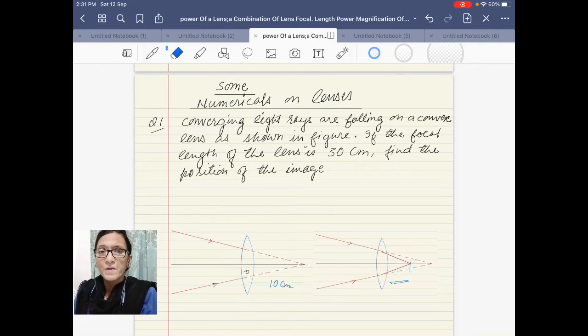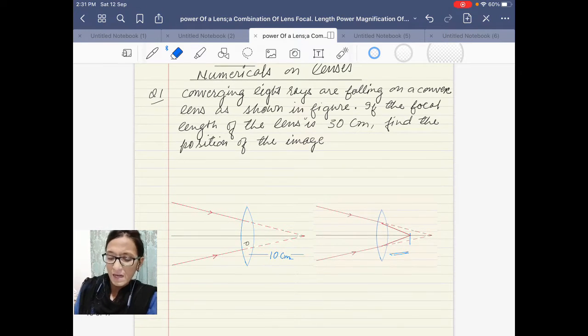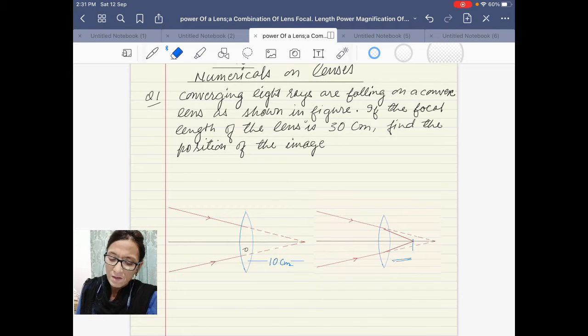Hi, so today we will do some numericals on lenses and combination of lenses. So here we have question number 1. Converging light rays are falling on a convex lens as shown in the figure.